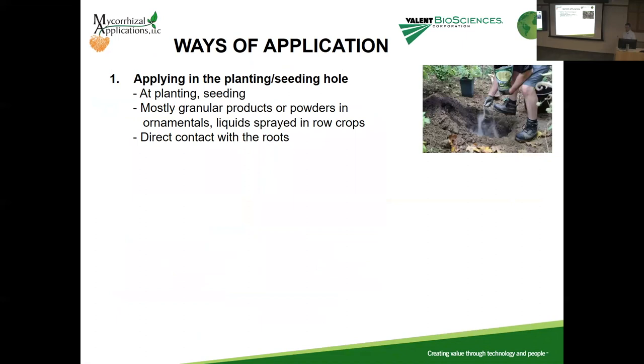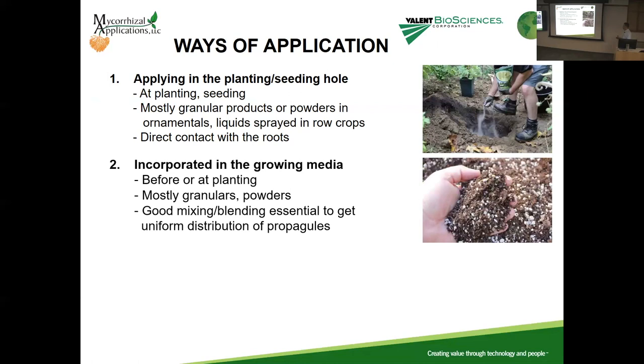And last but not least, a couple of slides on the ways of application, how mycorrhizal inoculum could be applied. So in horticulture, they could be applied by just spreading or spraying in the planting hole. So this is a very efficient way of inoculating the plants because it provides a direct contact with the roots. So when the plants are planted in this hole, they are going to be in direct contact with the roots, and that's very important.